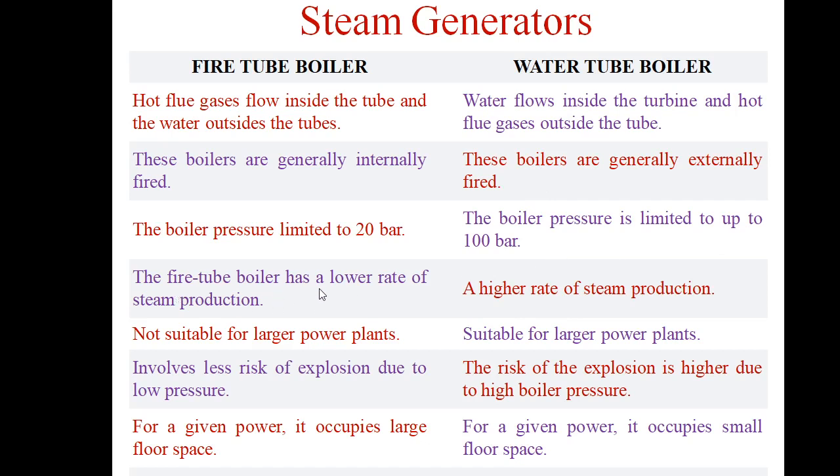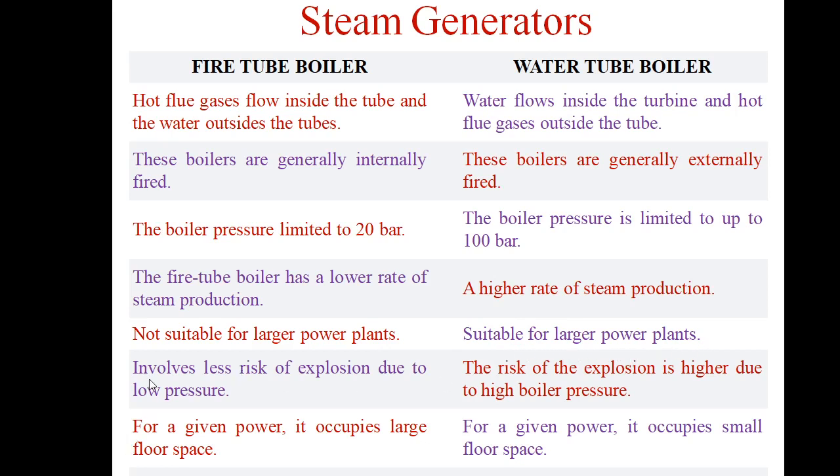Then the fire tube boiler has a lower rate of steam production, whereas water tube boilers produce steam at a higher rate than fire tube boilers. That is, high capacity boilers are water tube boilers. Fire tube boilers are not suitable for large power plants, whereas water tube boilers are suitable for large power plants.